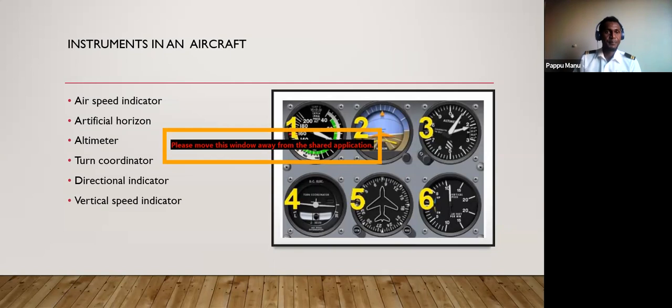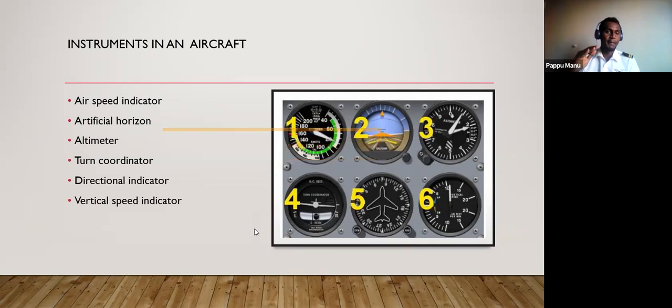All right. Then we have your vertical speed indicator. Your vertical speed indicator shows you exactly if your aircraft is going up, how fast it is going up, or how slow or how fast it is going down.